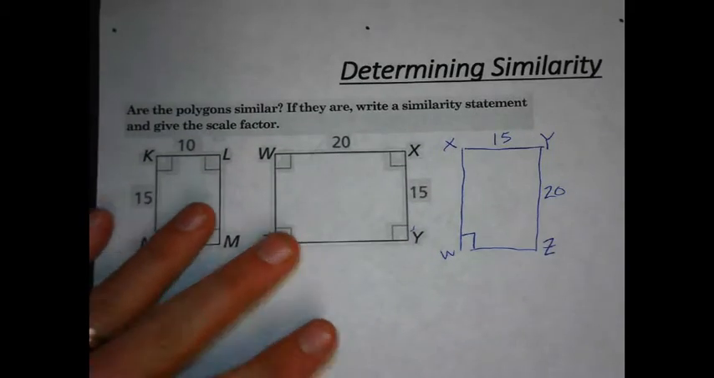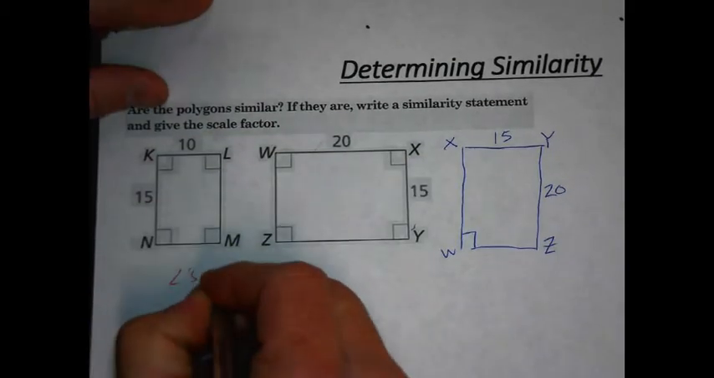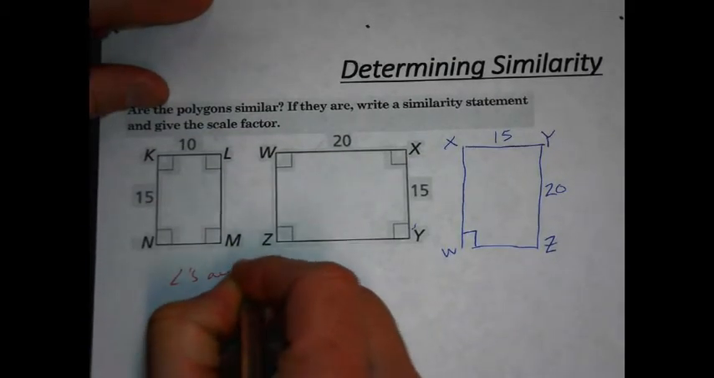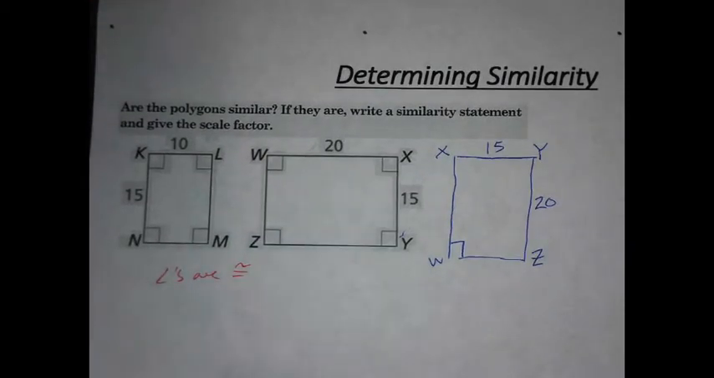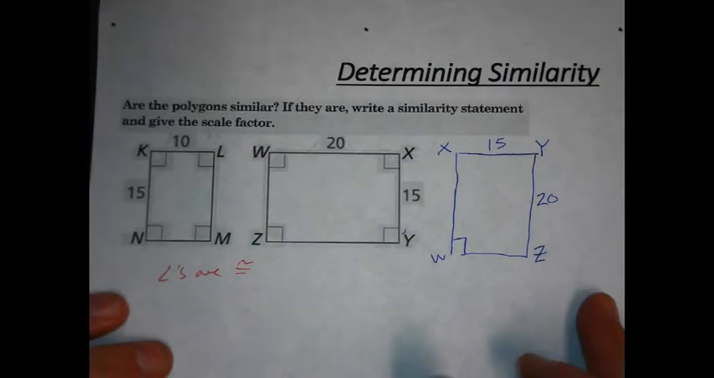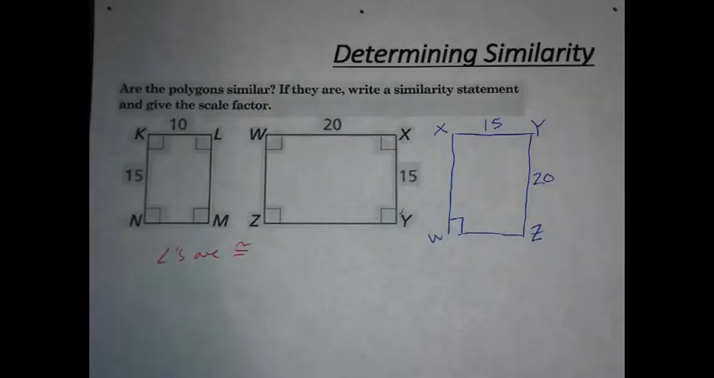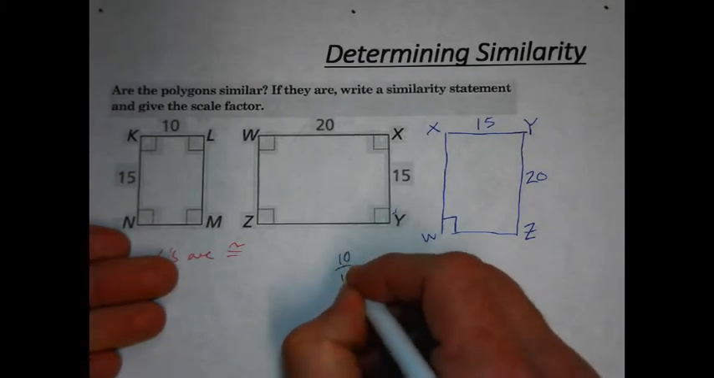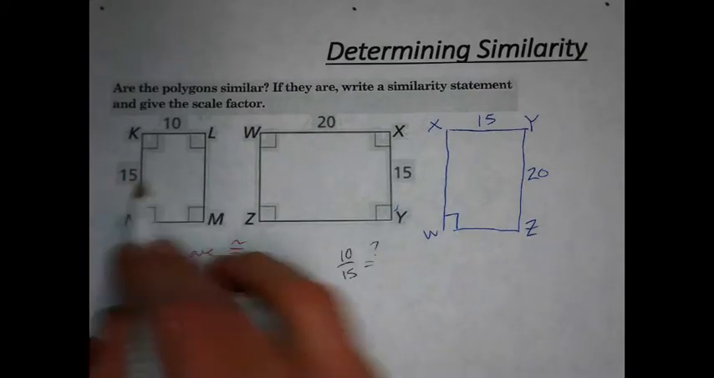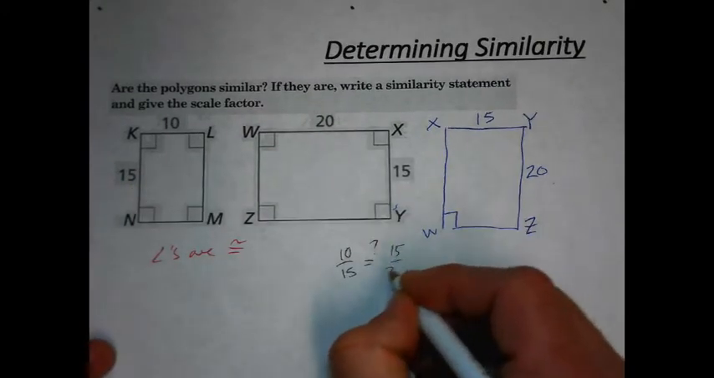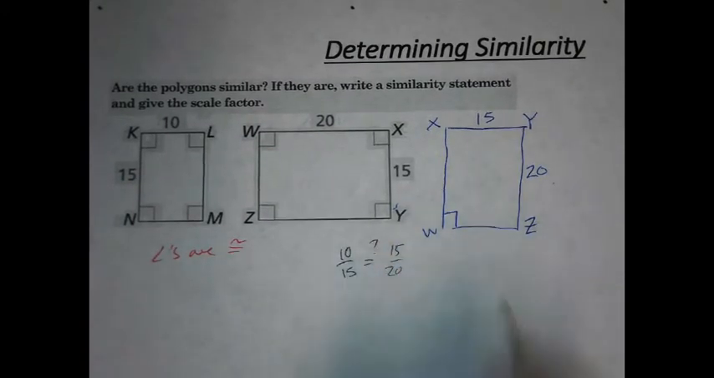Are the angles congruent? Absolutely. All angles are 90, so angles are congruent. Do we have proportionality? Okay, so if we look at the short side, KL to XY, 10 to 15, what's happening there? So is 10 to 15 the same as 15 to 20? And that is the question. So how are we going to answer it?